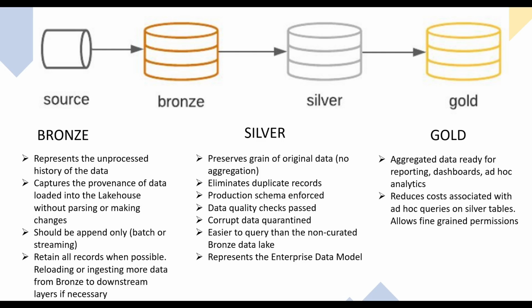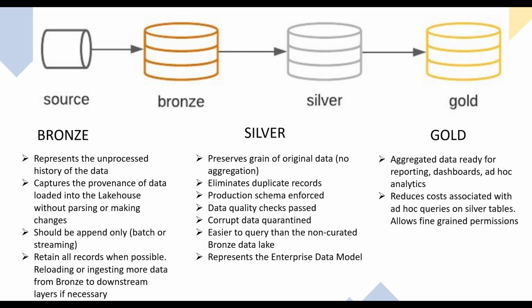So the bronze layer represents the unprocessed history of the data. We capture the provenance of the data loaded into the lakehouse without parsing or making any changes. So we keep the data in the original format. It should be append only, whether it's batch or streaming, it doesn't matter. We just append the data. We dump the data on the bronze layer. We don't want any updates or anything like that. It's just append only. And we try to retain all the records when possible.